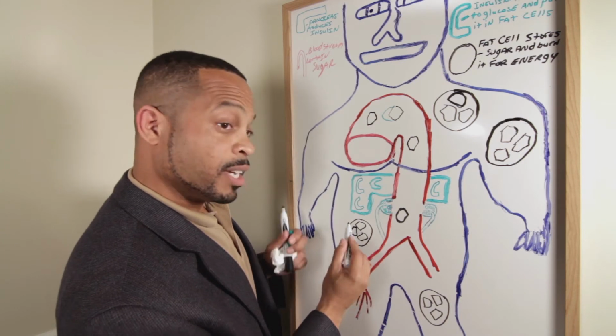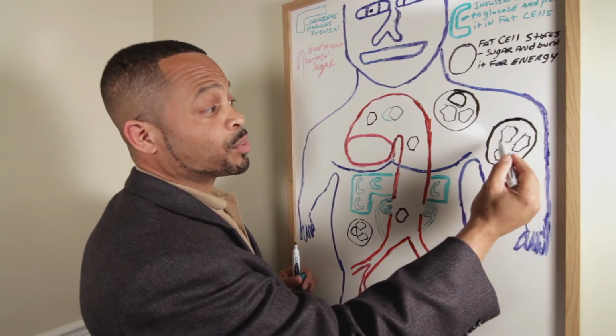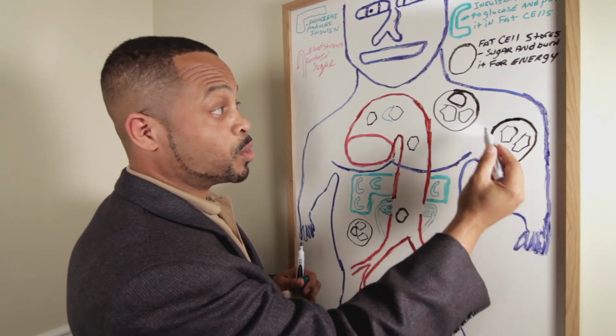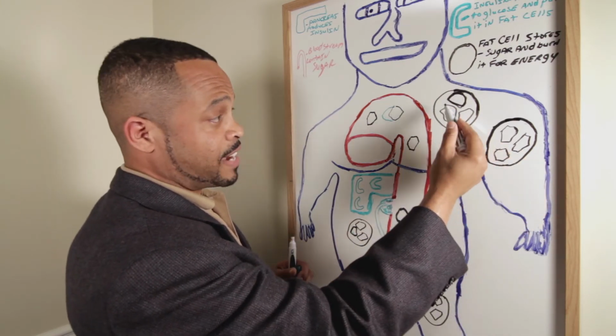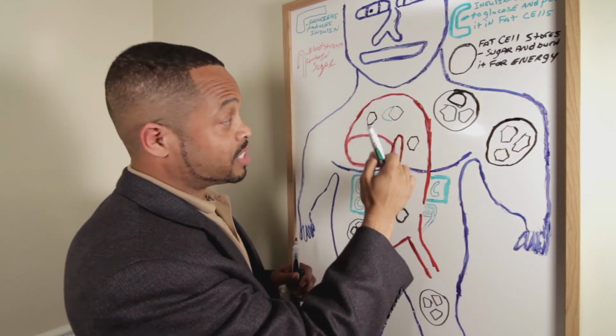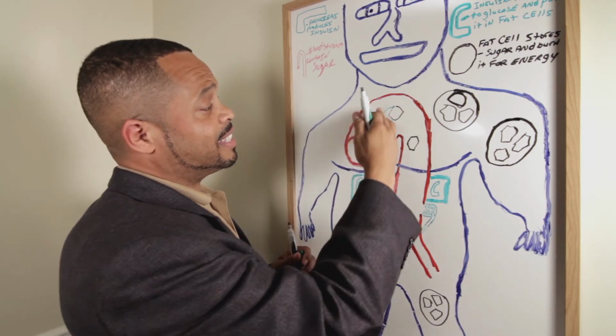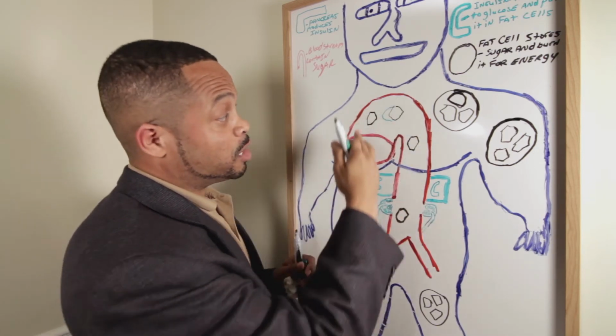Here we have 3 sugars in the fat cells, which means they're full. So now the insulin has no other choice than to leave the sugar in the bloodstream, and this is too much sugar in the bloodstream.